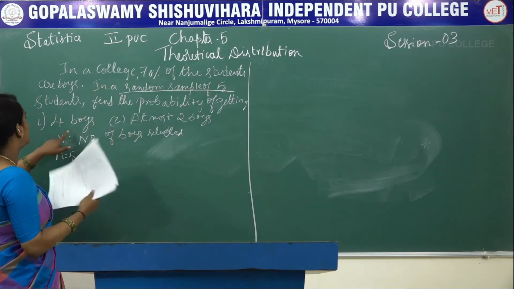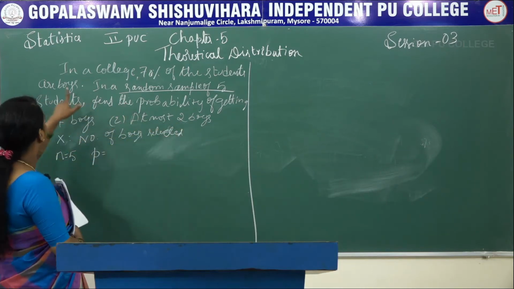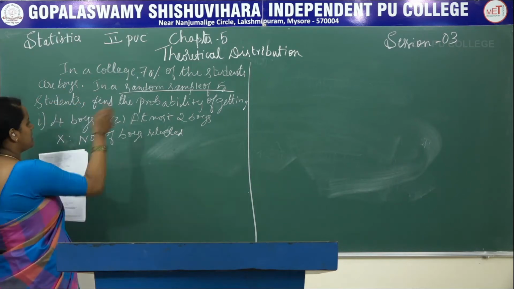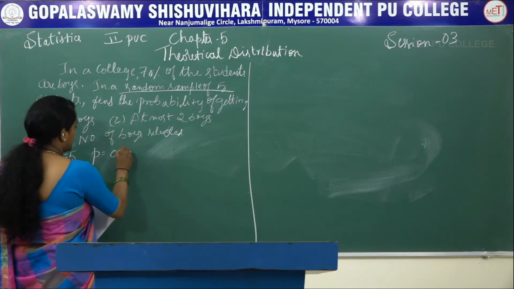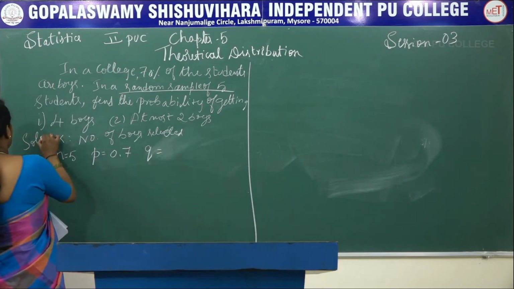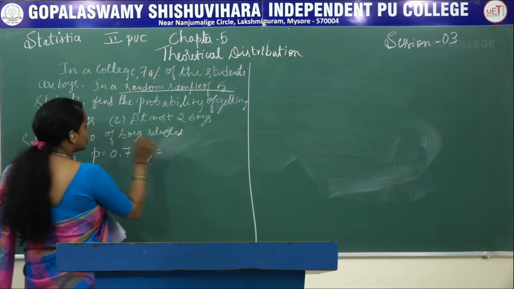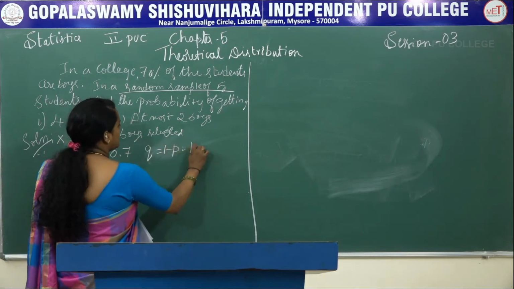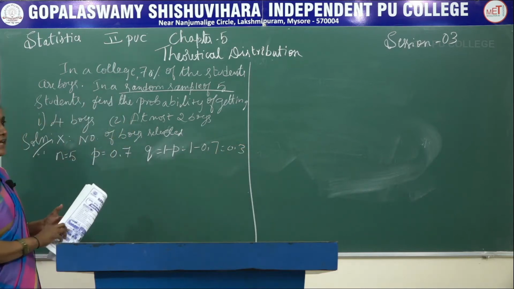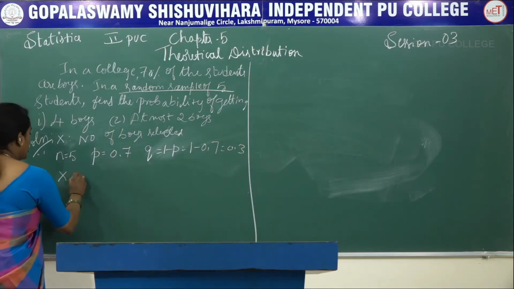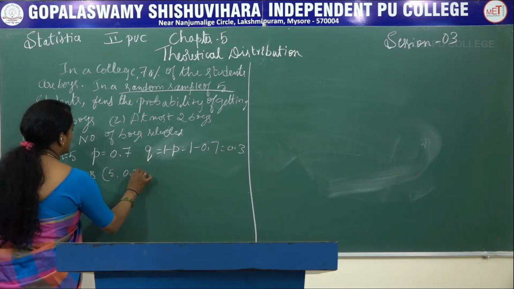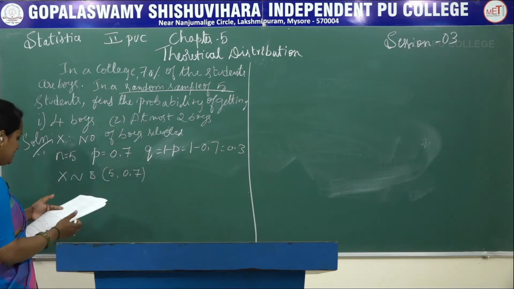Here we want to find the probabilities of boys, so p is 70%, or it can be written as 0.7, and q is 1 minus p, 1 minus 0.7, which is 0.3. Then x follows binomial distribution with n equal to 5 and p equal to 0.7.